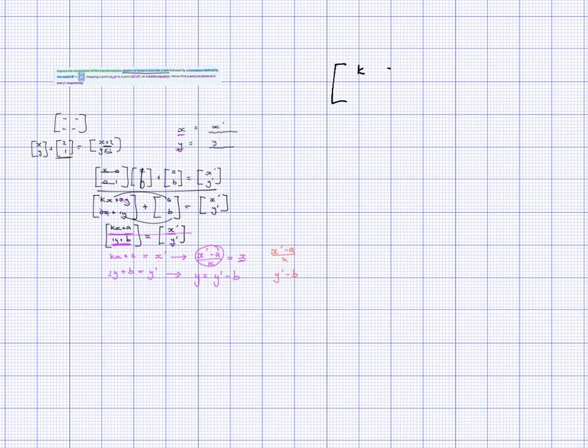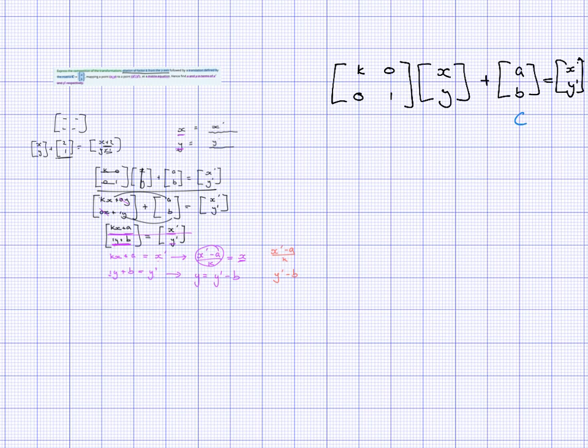So we've got k, 0, 0, 1, x, y plus a, b equals x image, y image. All right, now, we knew from the context of the question that this matrix was called C. It didn't tell us anything else.